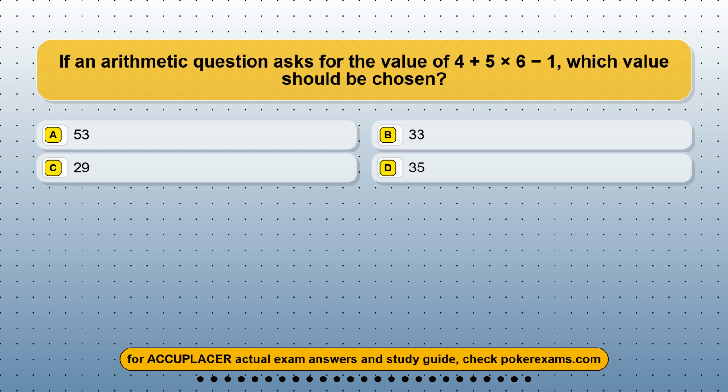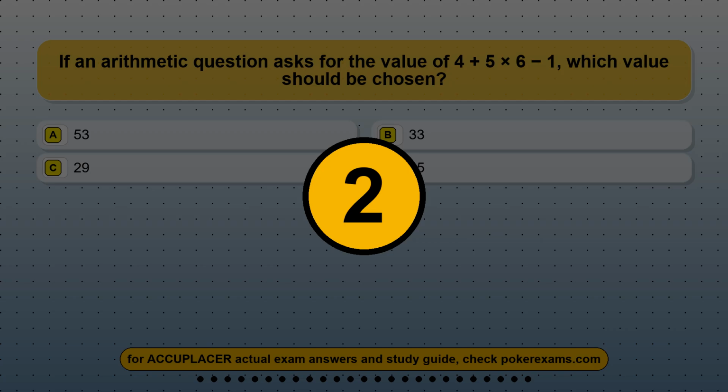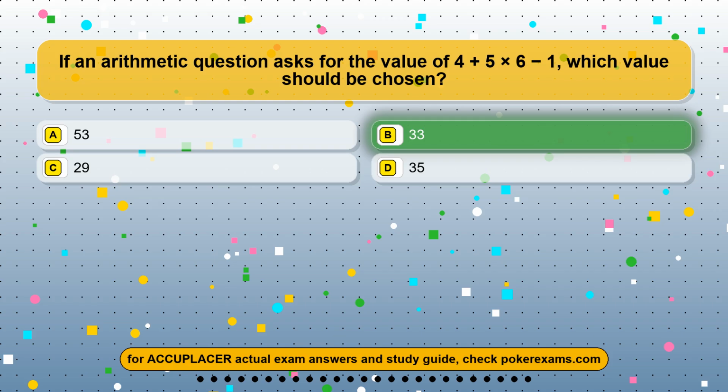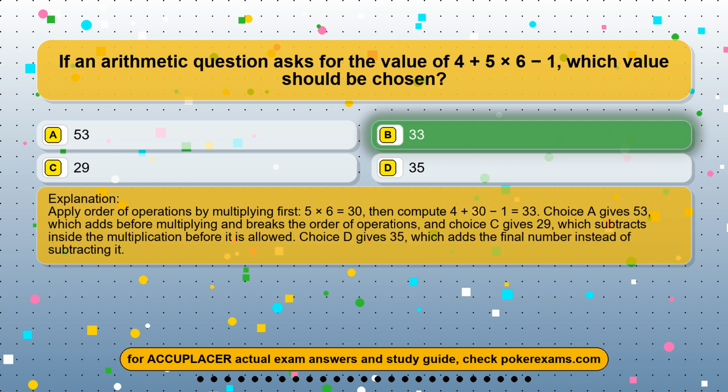Question 4. If an arithmetic question asks for the value of 4 plus 5 times 6 minus 1, which value should be chosen? Option A 53, Option B 33, Option C 29, Option D 35. The correct answer is Option B, 33. Apply order of operations by multiplying first. 5 times 6 equals 30, then compute 4 plus 30 minus 1 equals 33.